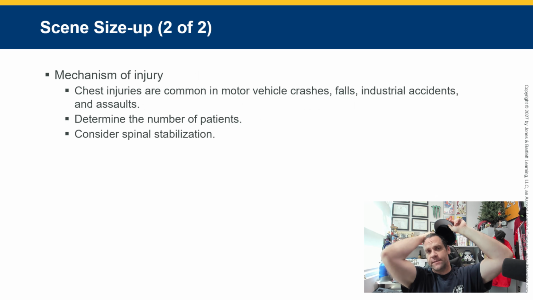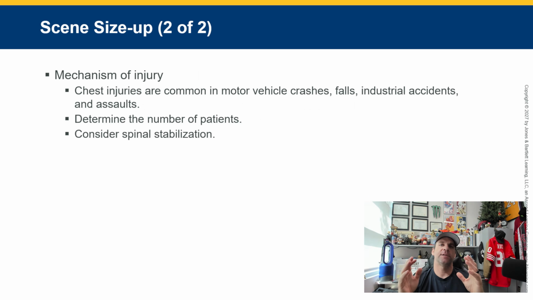Now, once the scene is safe, use the mechanism of injury to anticipate what may be happening beneath the chest wall. Again, we're focusing on the chest. Chest trauma is very common in traffic collisions, falls, industrial incidents, assaults. So consider whether the patient was struck by an object, whether the object struck the chest, was the body compressed, was there acceleration or deceleration?